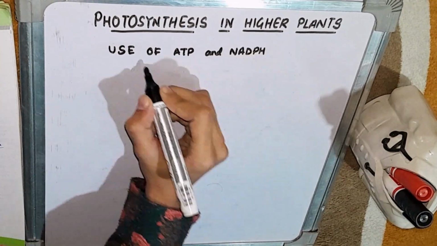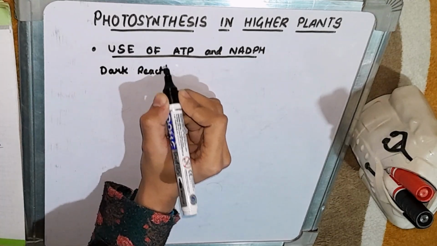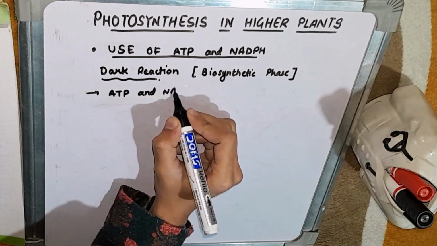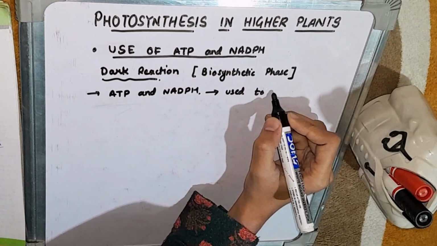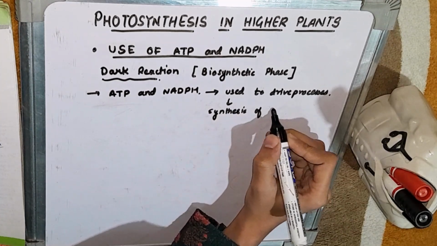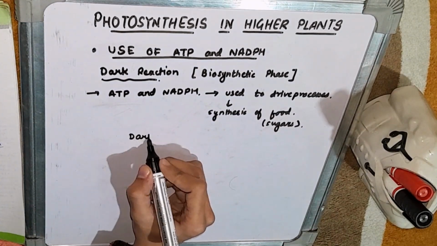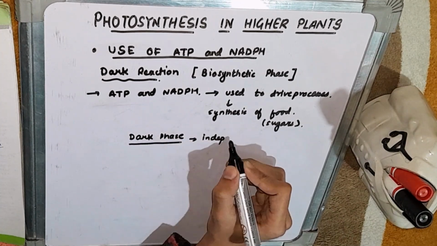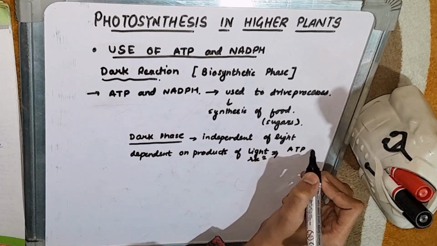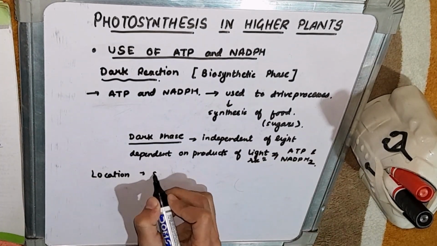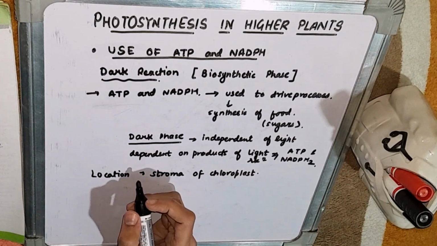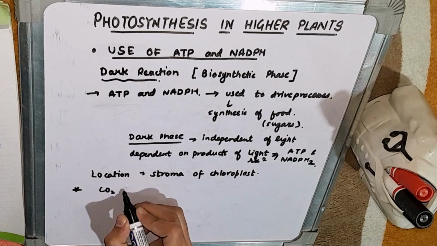Now, where are this ATP and NADPH that we have got used? They are used in the dark reaction, which is your biosynthetic phase. Both ATP and NADPH are used to drive the process of photosynthesis, leading to the formation of your food in the form of sugar. It is also known as the dark phase because it is independent of light and it depends on the products of the light reaction, which are ATP and NADPH2. The location of the dark reaction is in the stroma of the chloroplast.